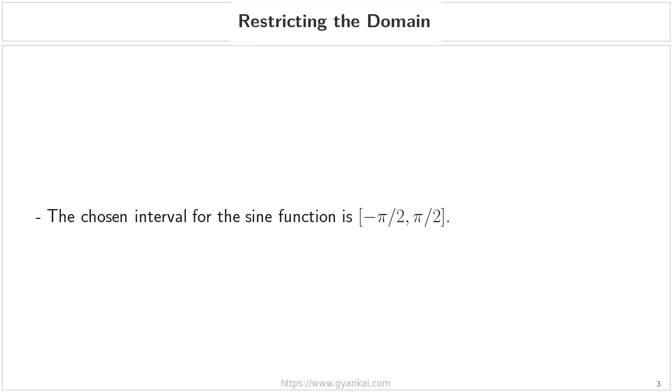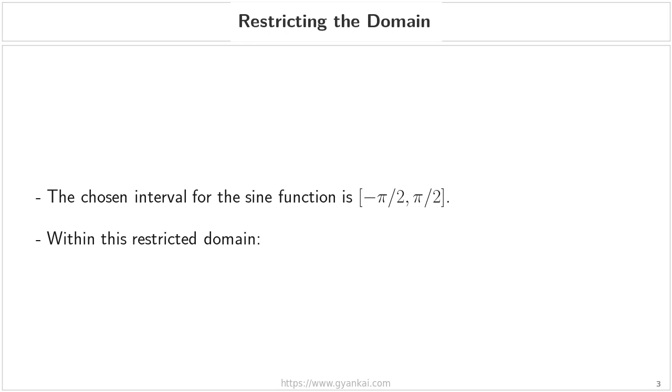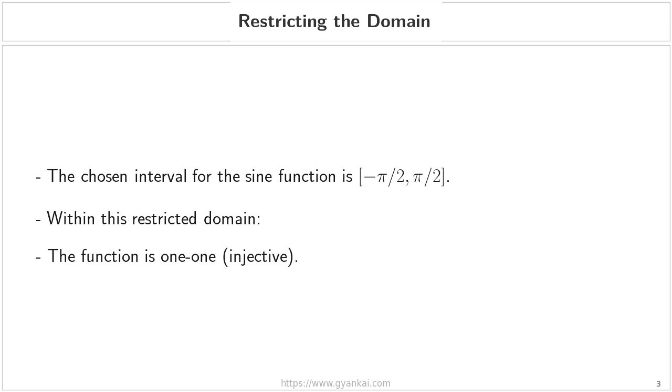Restricting the domain. Now that we understand why the sine function cannot have an inverse over its entire domain, let's look at how we solve this. To fix the issue, we choose a specific restricted interval for the sine function, which is from -π/2 to π/2. Now, let's examine the properties of the function within this restricted domain. First, the function becomes one-to-one, also known as injective. This means that within this specific window, every unique angle we plug in will give us a unique output value, effectively eliminating the many-to-one problem we discussed in the previous slide.